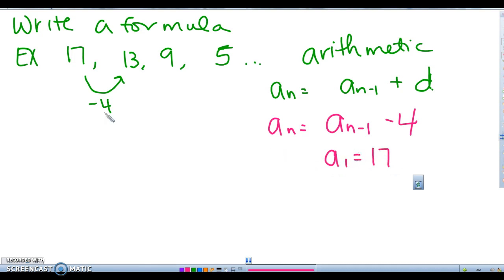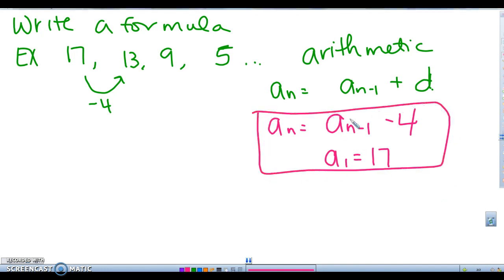Okay, you don't need to include a sub 2 or a sub 3 or a sub 4 or whatever. You just need your a sub n formula, where you solve for your common difference, and you need that a sub 1 term that we start with. Okay, so if I was asked to write a formula for this sequence, this would be my answer, and I do need both parts. So that's an arithmetic sequence.